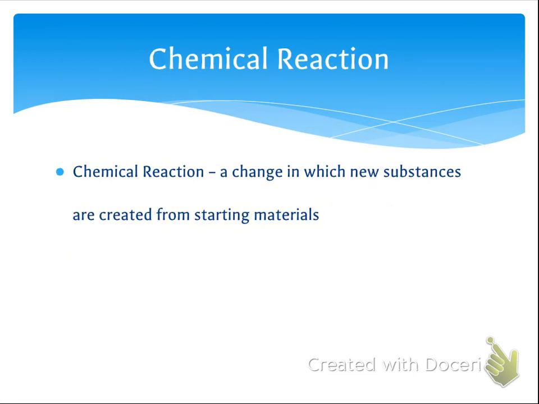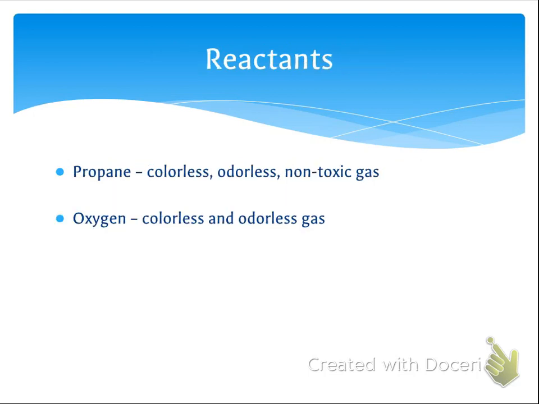Next, I would like to go over what a chemical reaction is. A chemical reaction is a change in which new substances are created from starting materials. So in this case, the starting materials, also known as the reactants, would be propane and oxygen. A property of propane would be that it is a colorless, odorless, non-toxic gas. Additionally, a property of oxygen would be that it is a colorless and odorless gas as well.